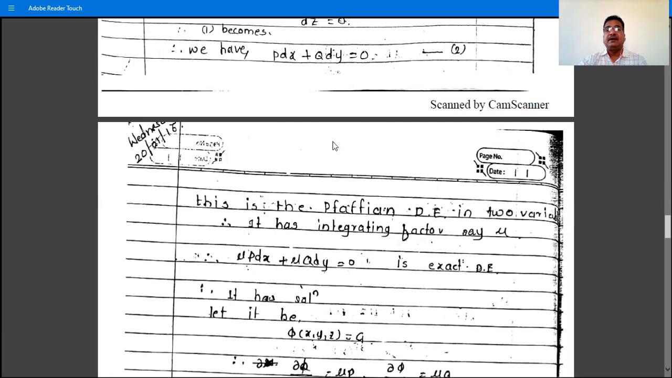So suppose this is the Pfaffian differential equation in two variables, this equation 2, and therefore it has an integrating factor. It is integrable, because the theorem is: every Pfaffian differential equation in two variables is integrable. So it is integrable means we have its solution, and so either it is an exact differential equation or reducible to exact. Suppose it has an integrating factor, say μ. So after multiplying by μ, we have μP dx plus μQ dy is equal to 0, which becomes exact.